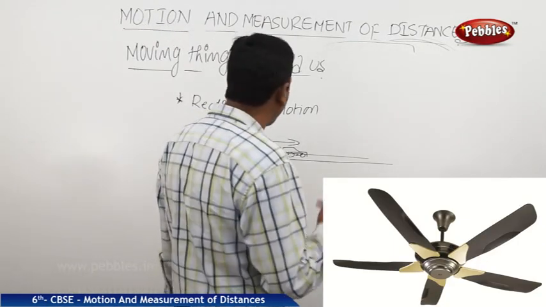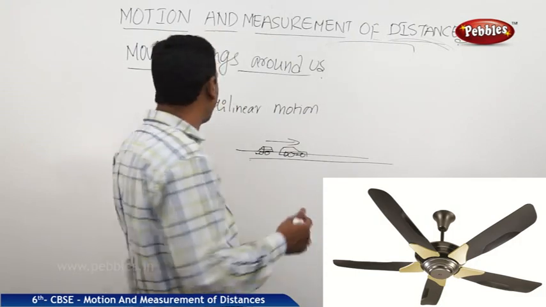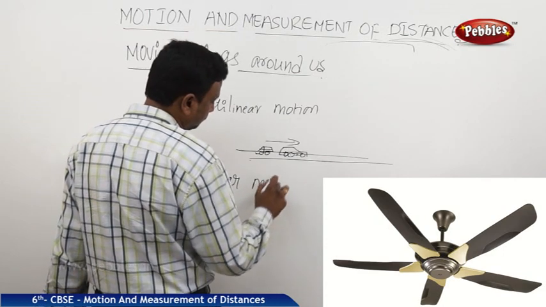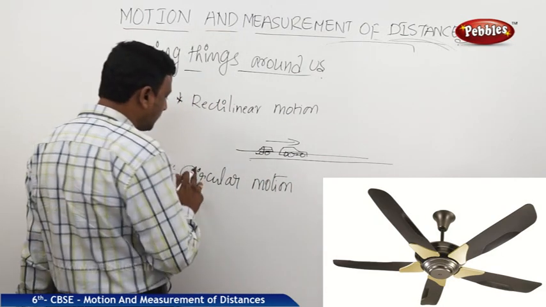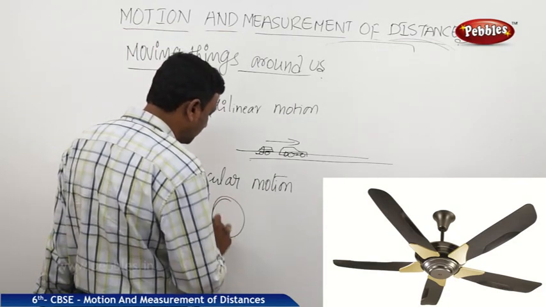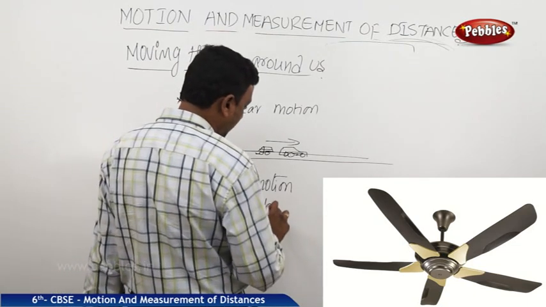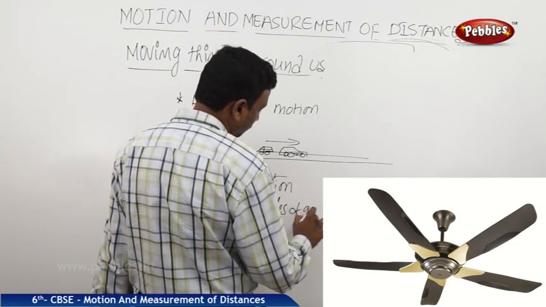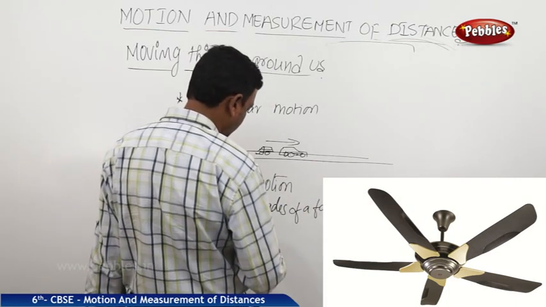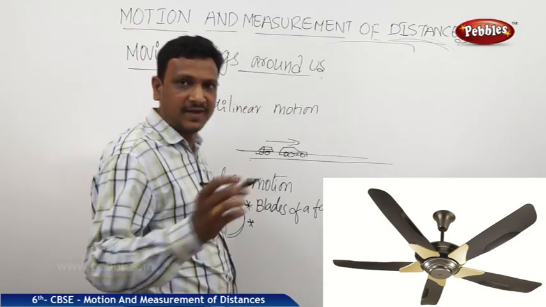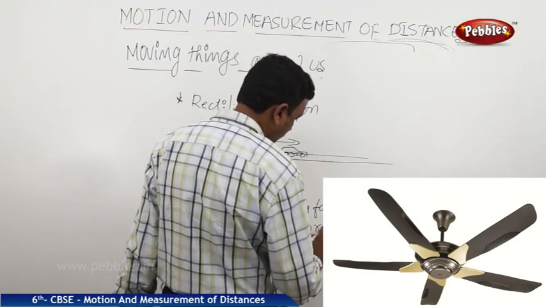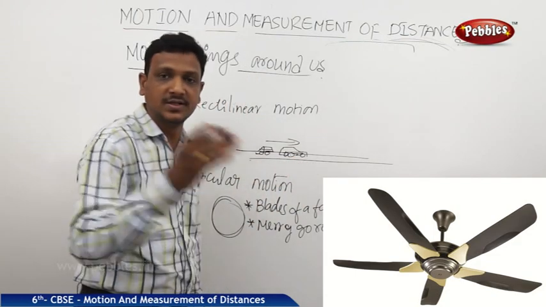Sometimes we find the motion takes place in a circular path. You call that motion circular motion. Where it takes a round path, for example the rotating blades of a fan. And what else? You can find a merry-go-round. So that also goes in a circular way.